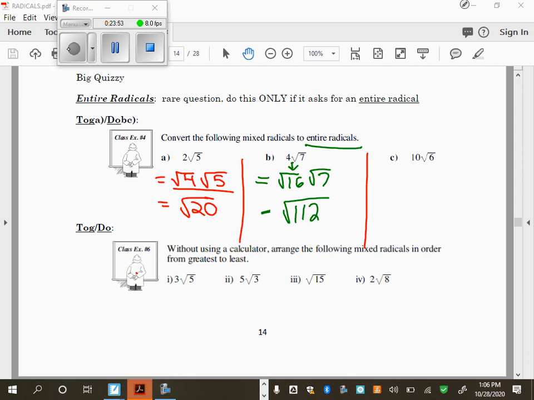Full marks. This is a rare question. You're not going to be doing this a lot for me. Only if I ask for entire radicals. If I say simplify, you do not do this. Simplify means break them up into a perfect square times another number, and then turn the perfect square into a number.